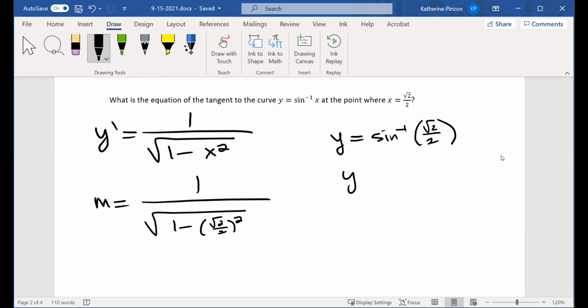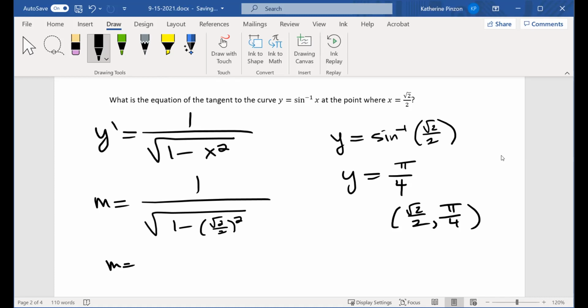What'd you get for this one when you solved sine inverse of square root 2 over 2? Pi over 4. So remember, sine inverse is the angle whose sine is square root 2 over 2, right? So you find the angle whose sine is square root 2 over 2. It might be easier for you to do it in degrees and then convert it to radians, whatever your favorite method is, or remember it from the unit circle. So my point is going to be square root 2 over 2 comma pi over 4. What'd you get for your slope?